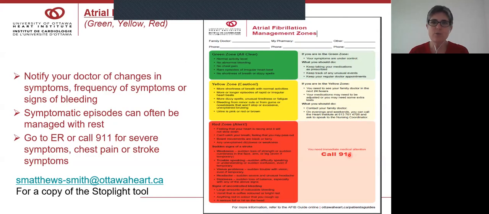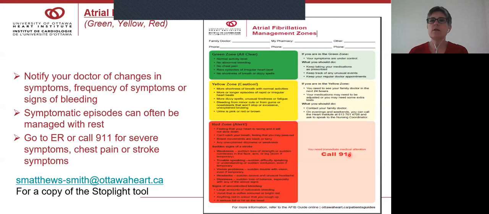This is your baseline. And then the yellow zone is when maybe you're having more shortness of breath than normal, or you're having more episodes of your atrial fibrillation. They're lasting longer, or maybe causing more symptoms, or there are some signs of minor bleeding. These would be indications to check in with your family doctor, and maybe you need some medications adjusted.